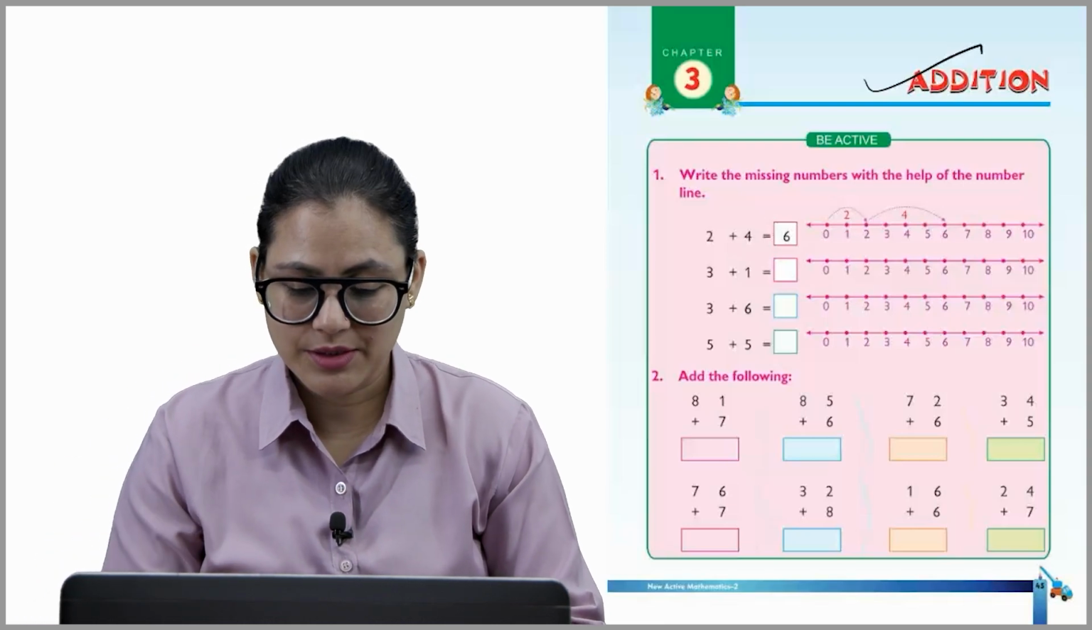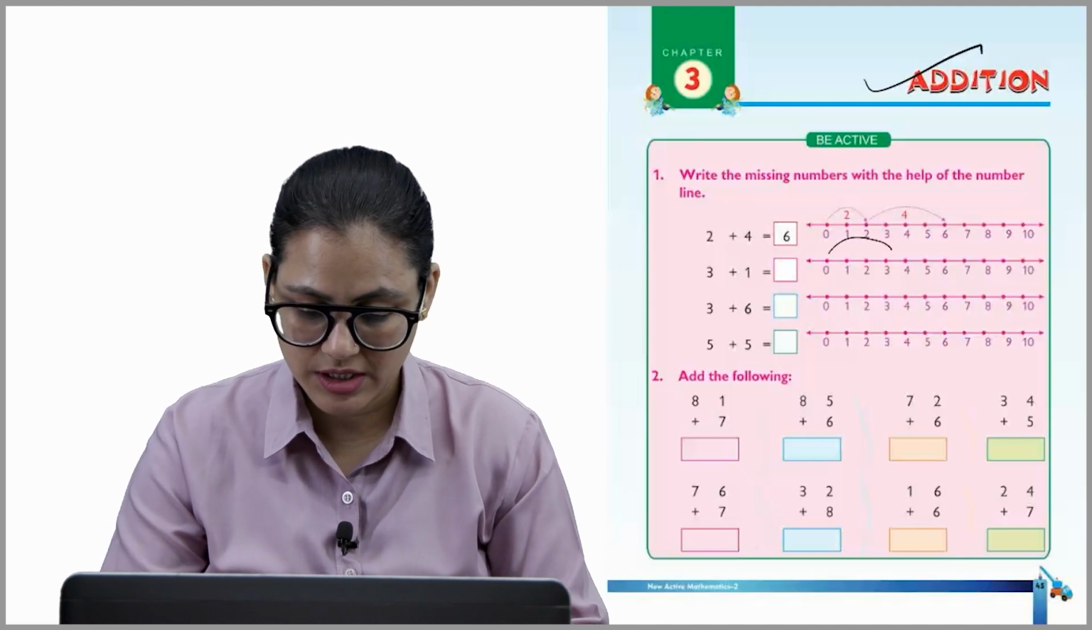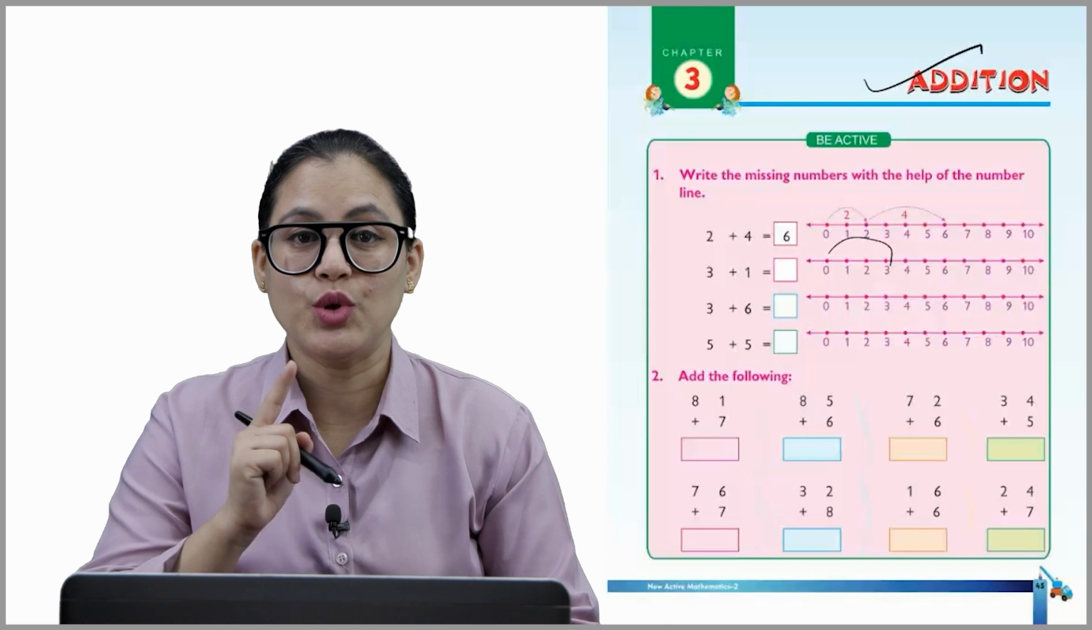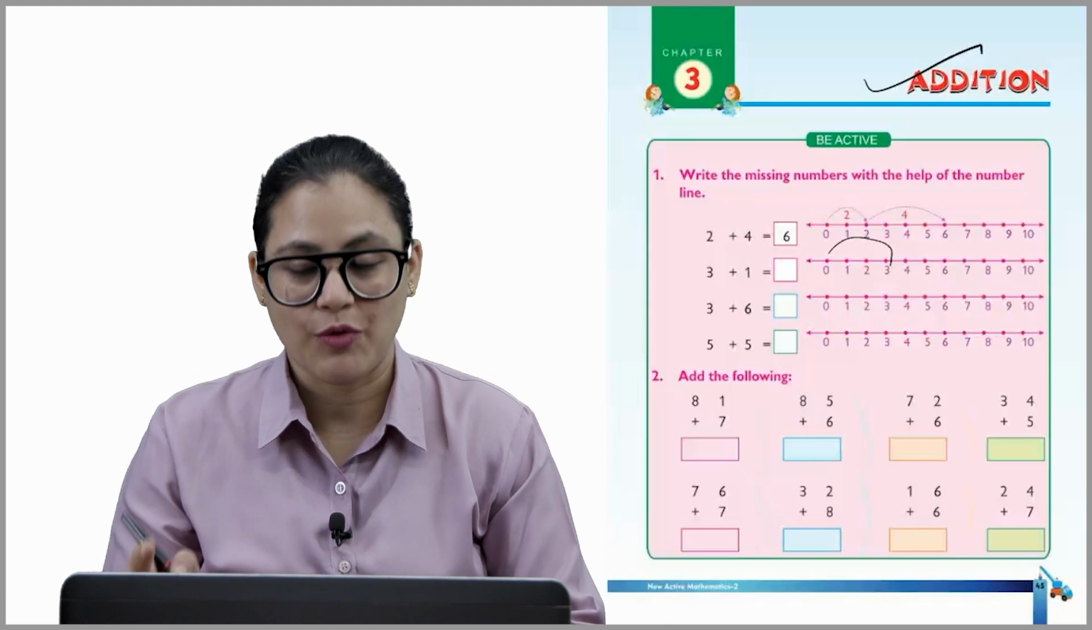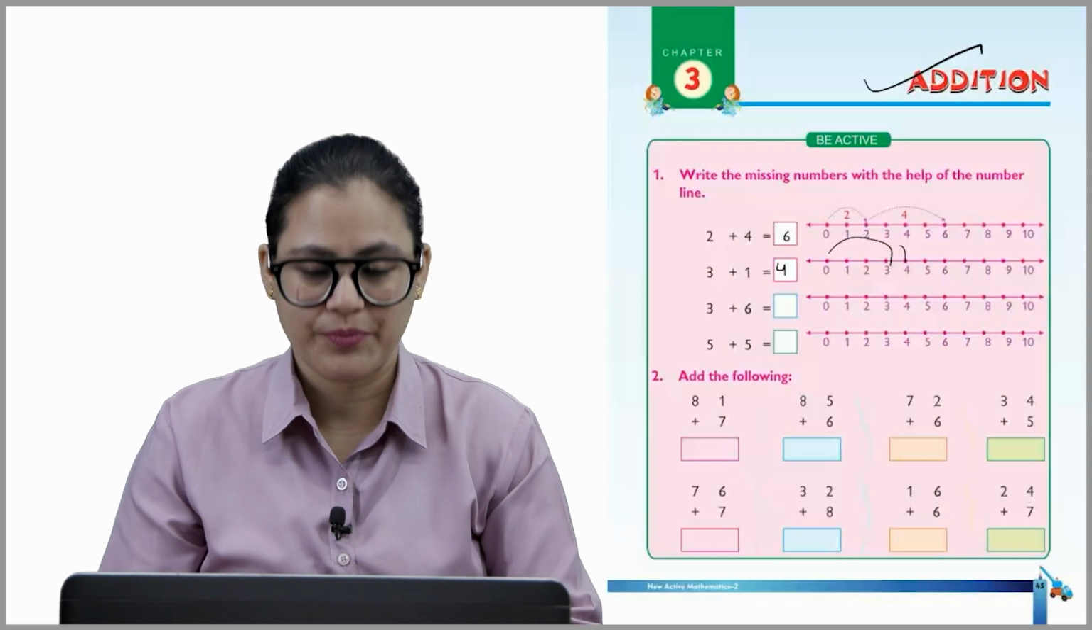Okay, let's do second example. 3 plus 1. That means you will jump 1 step forward, that is 4. So 3 plus 1 is 4, right?